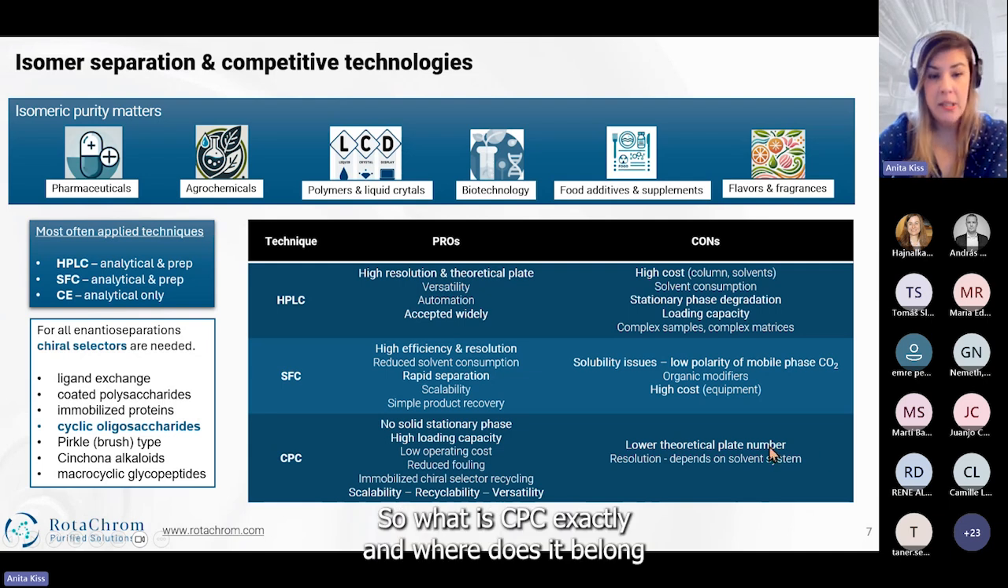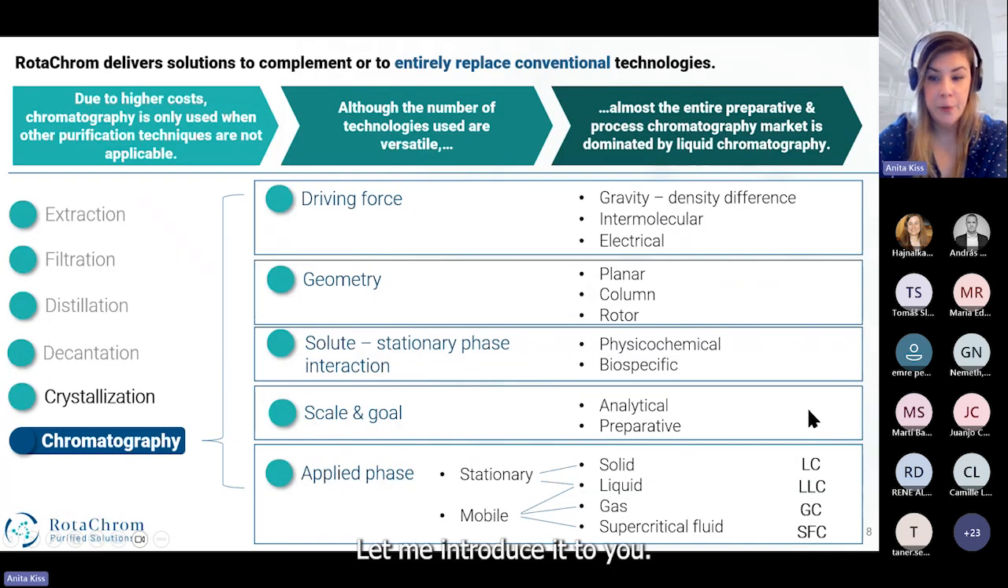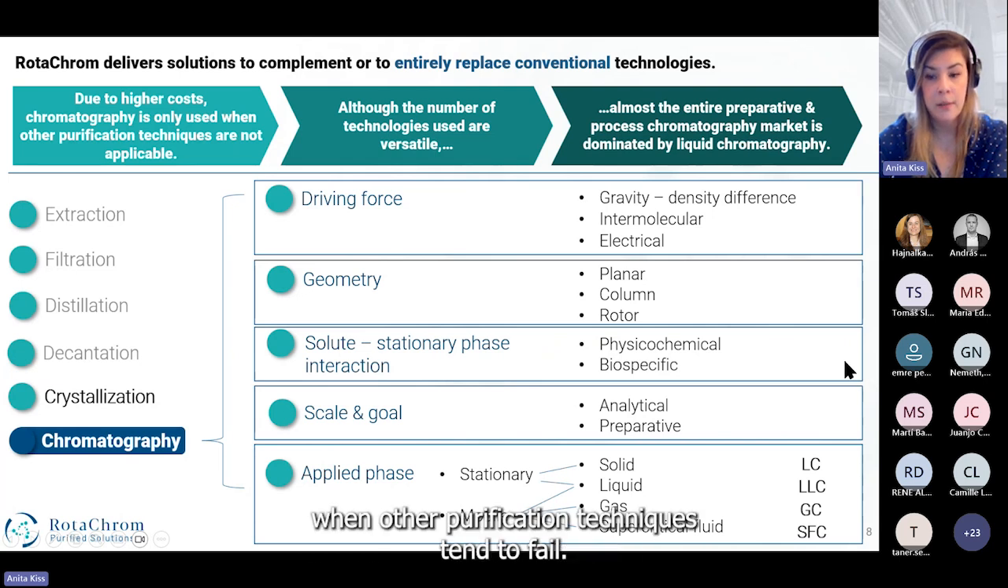So what is CPC exactly? Where does it belong among other purification techniques? Let me introduce it to you. So chromatography is usually applied when other purification techniques tend to fail.